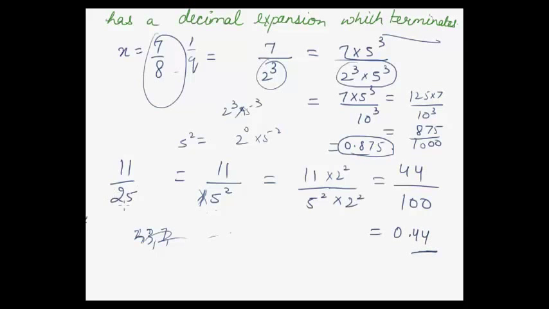So we can look at the denominator and see if it has the prime factorization of the form 2 raised to power n into 5 raised to power m, where n and m are non-negative integers. Then we can say that its decimal expansion will be terminating.